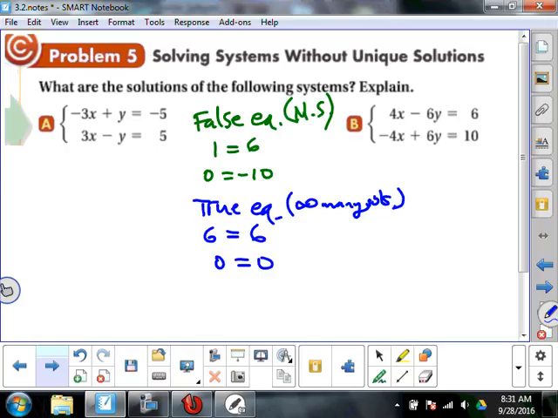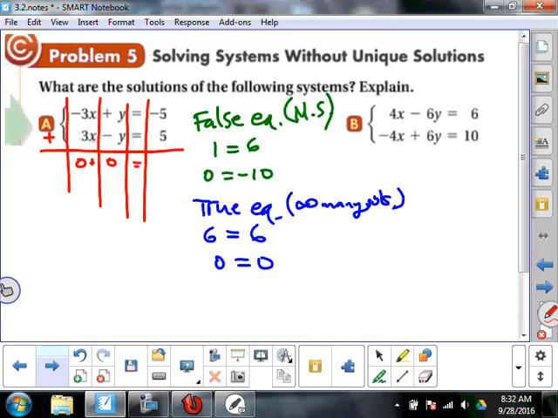Which one are we looking at, A or B? A. So let's go ahead and, boy, this is nice. Let's just add right down the columns. What are we going to get? 0 plus 0 equals 0. So we get 0 equals 0, which means it's true, which means infinitely many solutions. It means the lines are the same line. It means it's a dependent system. How are we feeling? Got it?